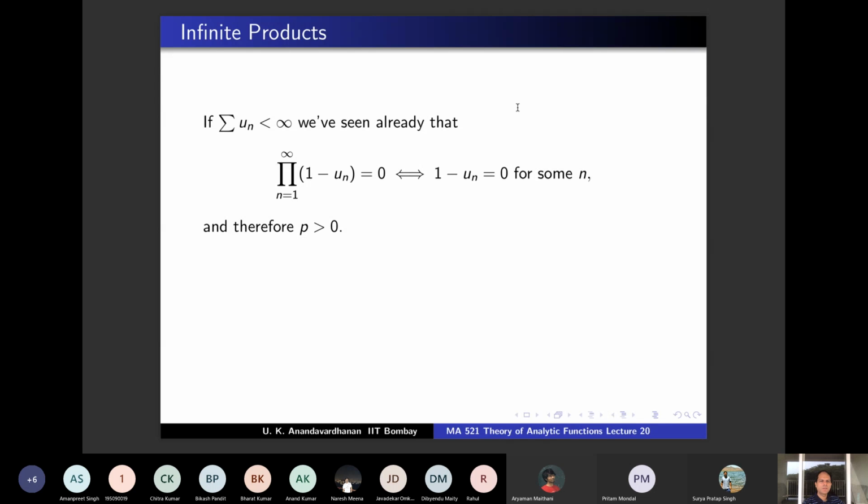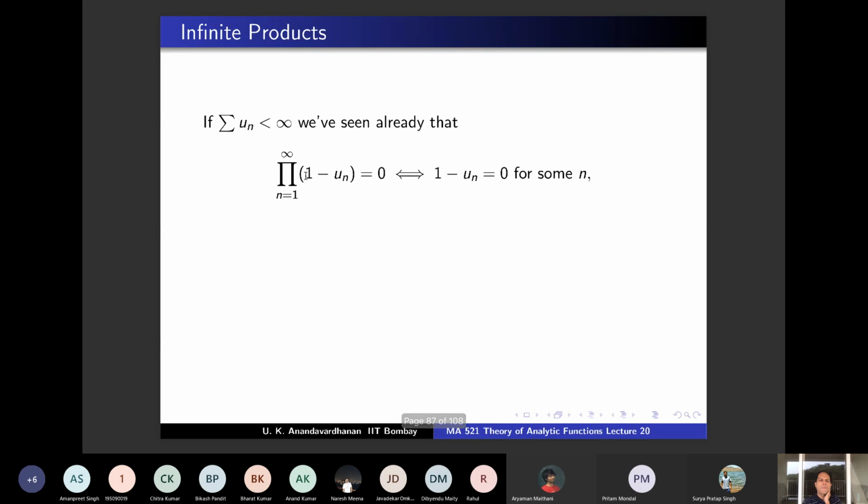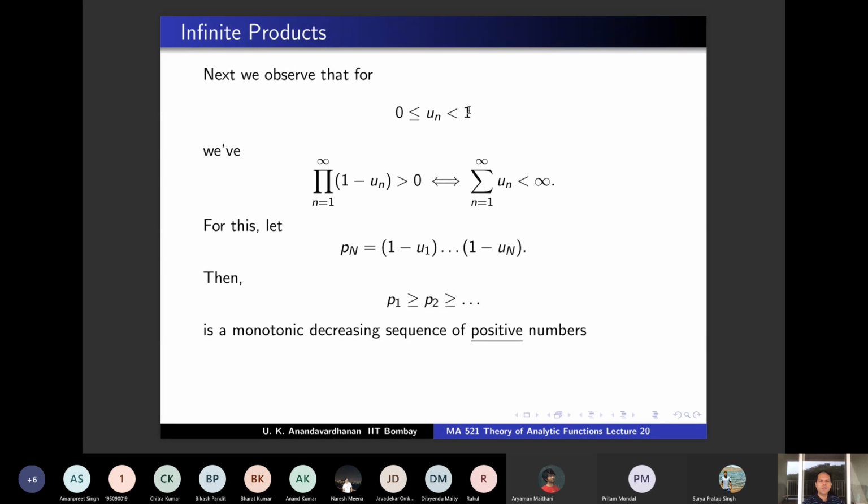Right? Why is the limit positive? Because all the Un's are strictly less than 1. P is this product, and we want to say that P is strictly positive. It's exactly this statement: 1 minus Un is 0 for some n iff P equals 0. P is greater than or equal to 0 because each of the Pn is greater than or equal to 0. So we want to say that P is non-zero. But P is 0 precisely when one of the Un's is 1, but no Un is 1. All the Un's are strictly less than 1, so P is positive.